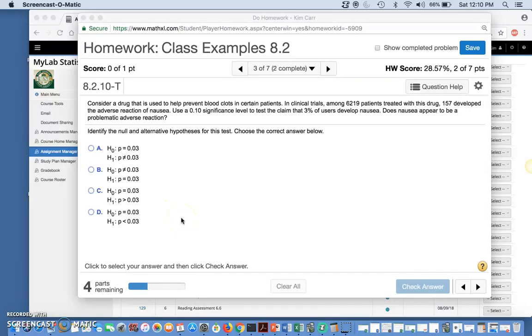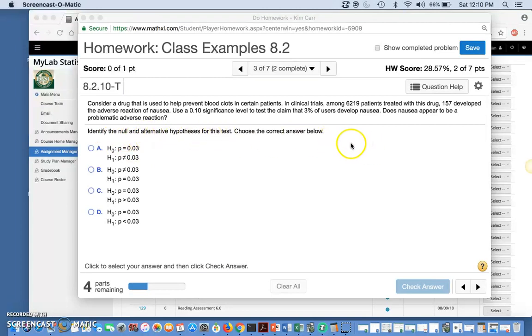Okay, it says consider a drug that is used to help prevent blood clots in certain patients. In clinical trials, among 6,219 patients treated with this drug, 157 developed the adverse reaction of nausea. Using a 0.10 significance level, test the claim that 3% of the users developed nausea. Does it appear to be a problematic adverse reaction?